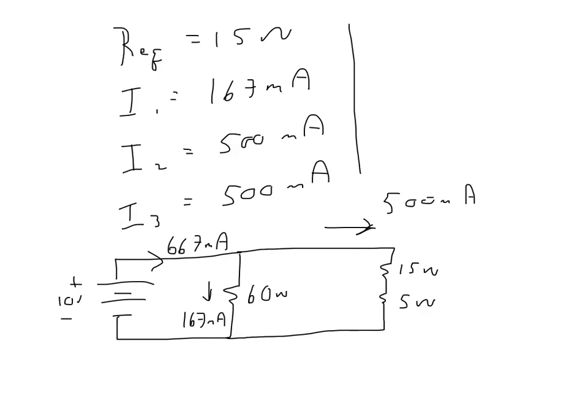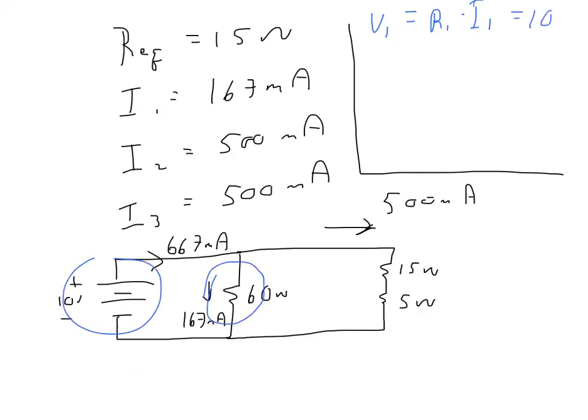Do that up here, and I'll do it in a different color. I could say V1 equals R1 times I1. We already know that that's going to be equal to 10 volts. So if I multiplied 60 ohms times 167 milliamps, I'd get 10 volts, but I also know that this voltage is the same as that voltage. That's going to be equal to 10 volts. Either way you do it.